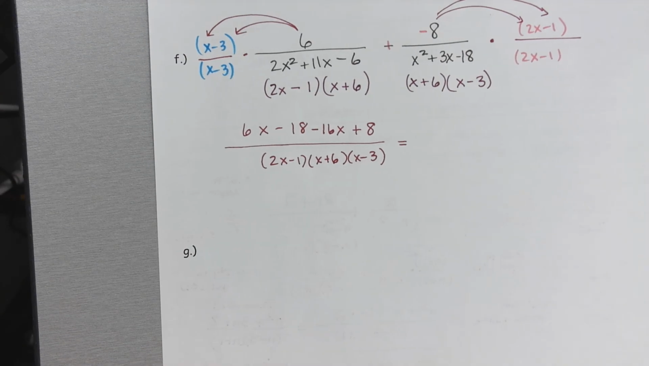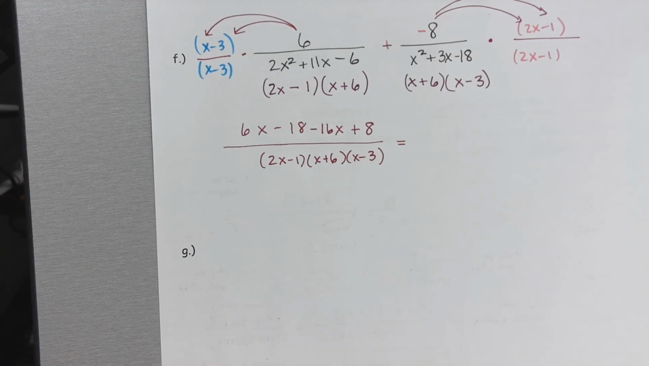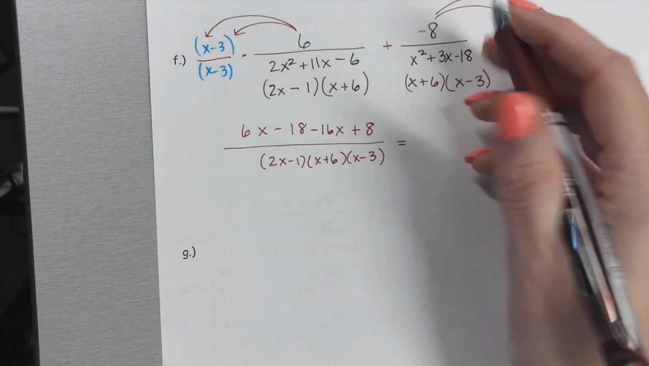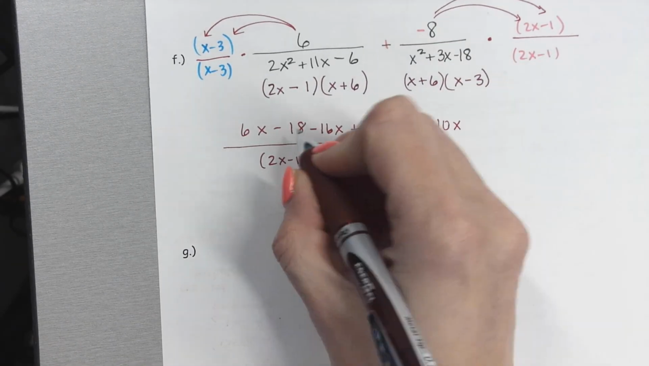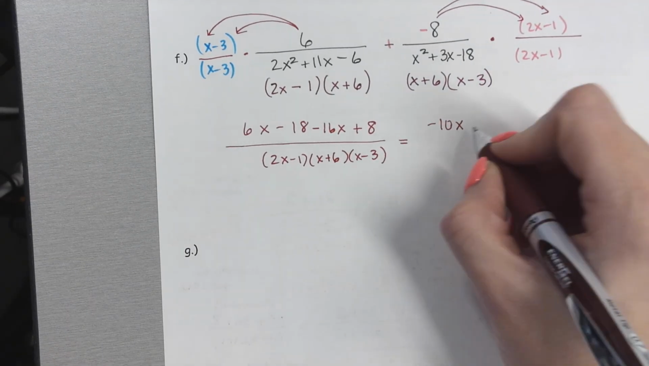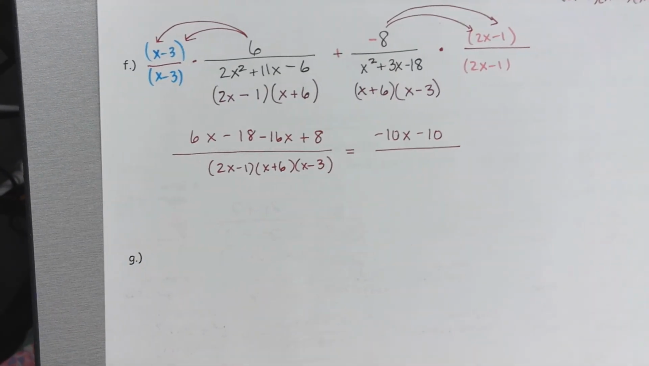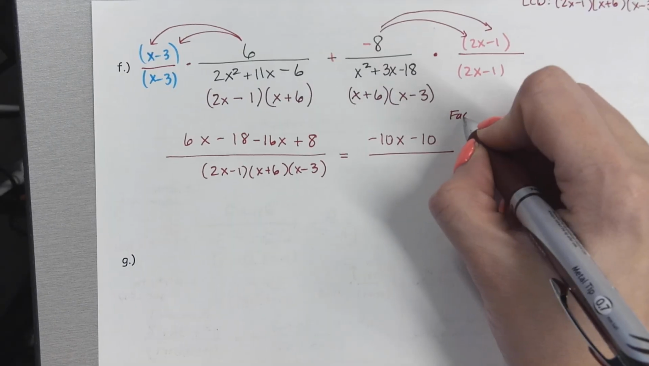Okay, and now is when we get to clean it up. So we are going to combine like terms. So 6 minus 16 gives you -10x. -18 plus 8 gives you -10. And then here, can you guys see that that's going to be factorable? Yep, because what's the GCF?